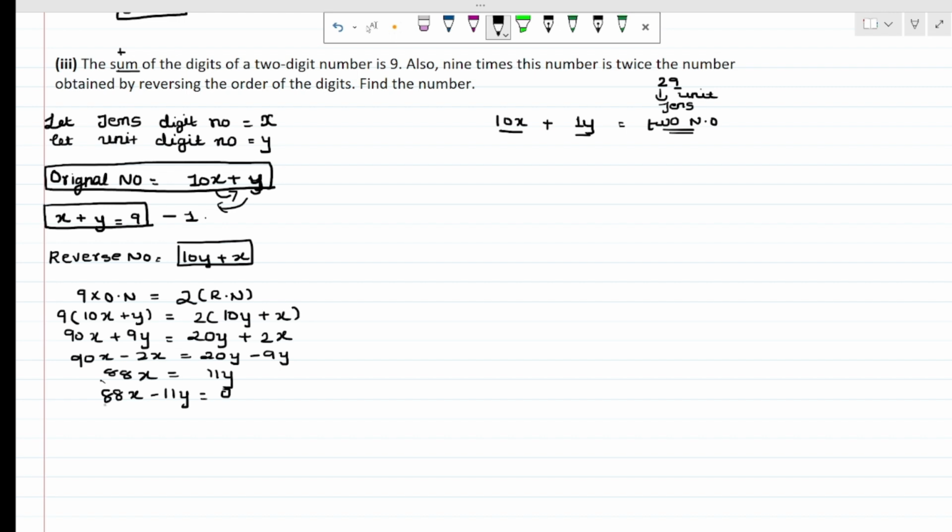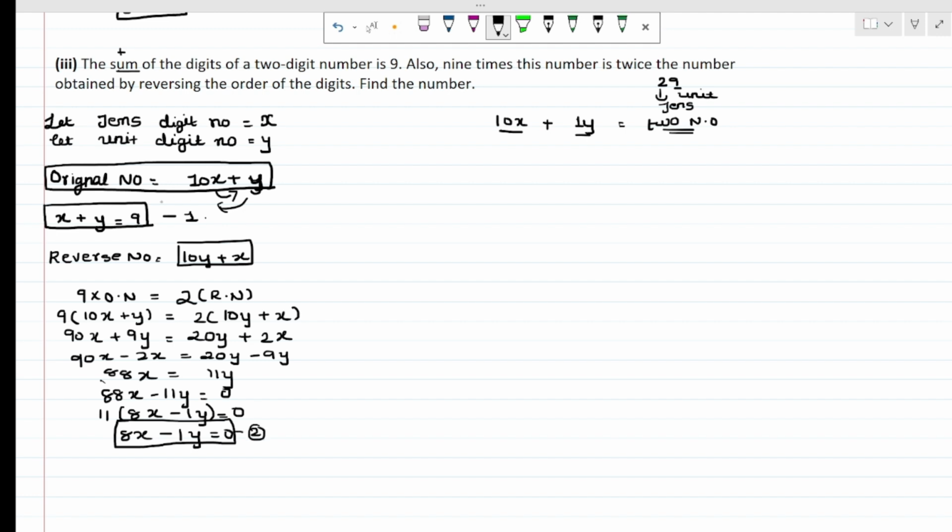As you can clearly see over here, my 11th table is common. So can I take 11 common? 8x minus 1y equals 0. Now this 11 is in multiplication, so it will go down, that means it will get into divide. 0 by 11 means it will be 0. So our final equation is 8x minus 1y equals 0. This is your equation number 2. Keep this in the box and put it aside.